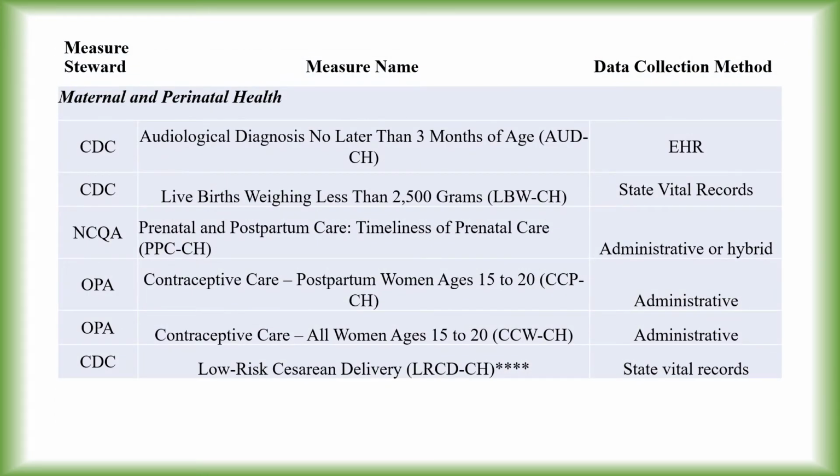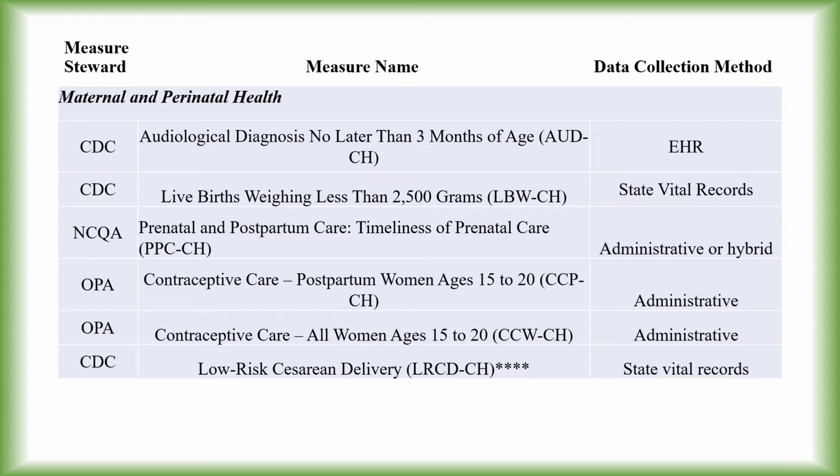The next category is maternal and perinatal health. The first measure in this category is audiological diagnosis no later than 3 months of age. The measure steward is CDC, which stands for Centers for Disease Control and Prevention. Electronic health record is the data collection method. Live births weighing less than 2,500 grams. The measure steward again is CDC. State vital records is the data collection method.